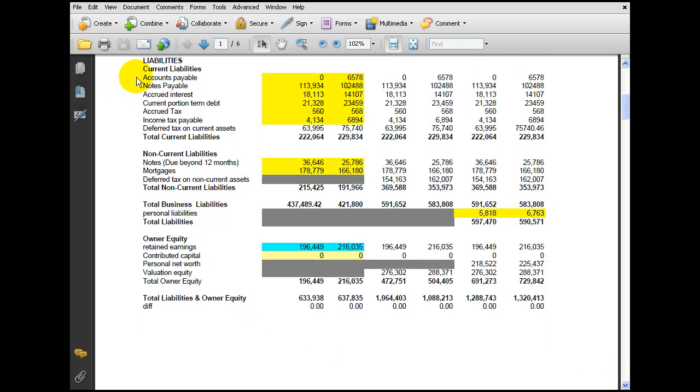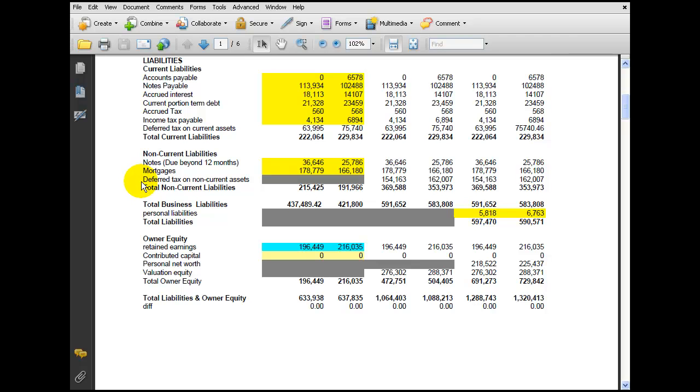You have the current liabilities: accounts payable, bills that are due in the next 12 months that you already owe. Notes payable would be like your operating loan because that's going to be due within the next 12 months. Accrued interest on your debt. Current portion term debt is the current part of the mortgage that'll be due within the next 12 months. Taxes, and so we add up all of these total current liabilities. Non-current liabilities are mortgages and loans that are due more than 1 year into the future, and then total non-current liabilities.